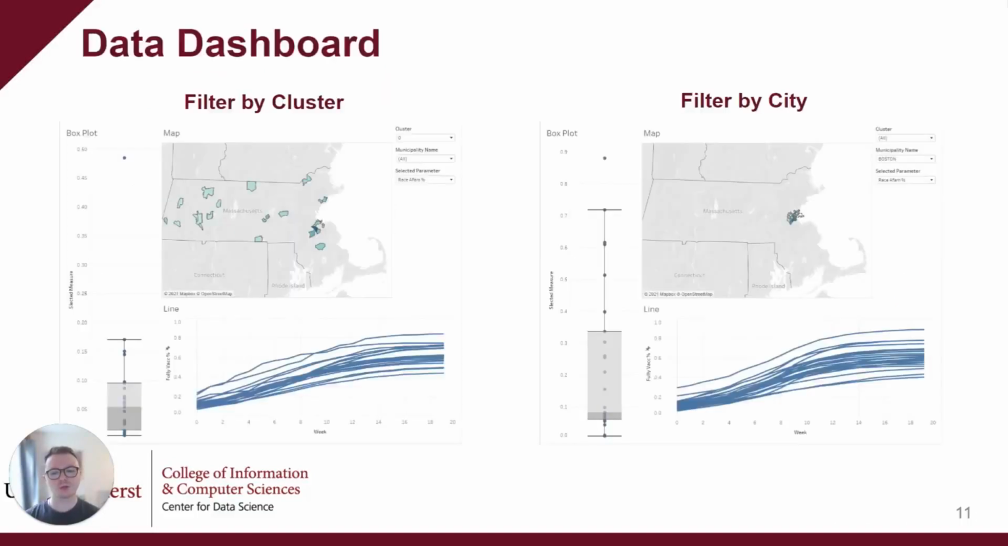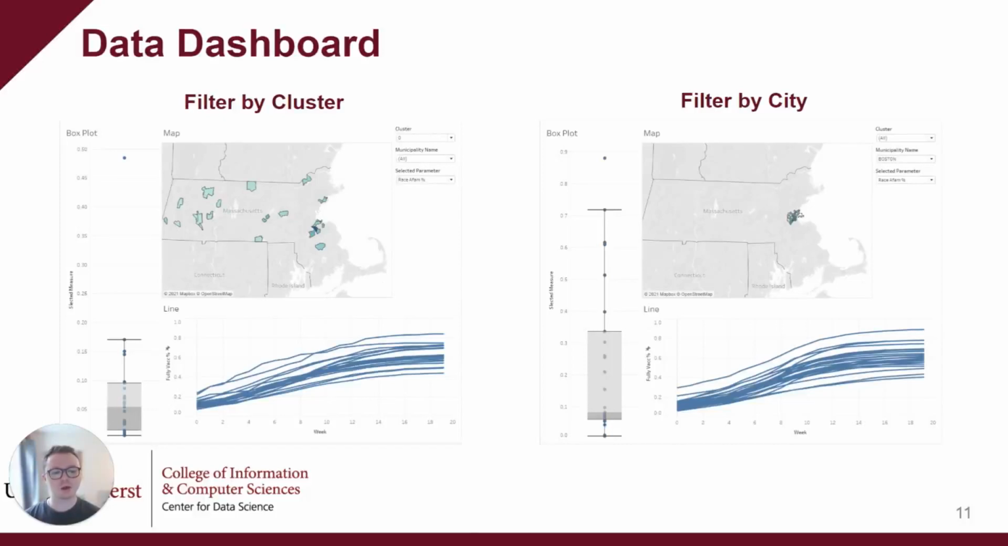To see how the clusters interact with the data we've collected, we've created a data dashboard. In the first graphic, we are showing a single peer group, and we can see how similar zip codes interact with one another. Another feature of this dashboard is selecting a single city, such as Boston, and seeing how the zip codes compare to one another from a single city.